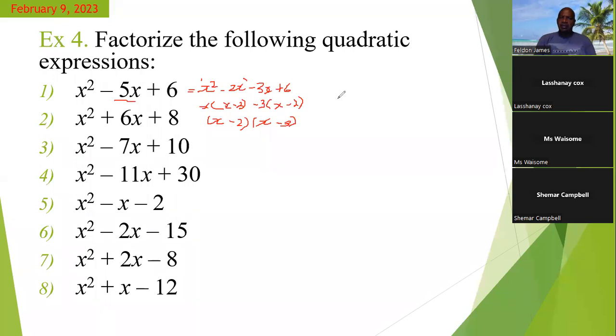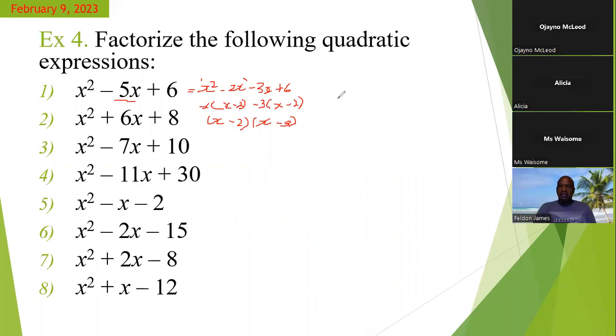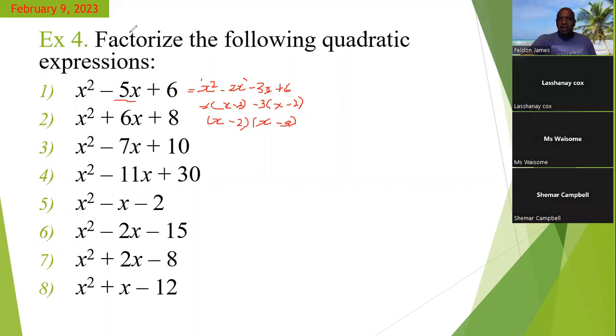Everybody get that? Let me see the hand if you got that one. Who got that? Mr. Agino. Anybody else? All right, very good, guys. All right, moving along. Question 2.